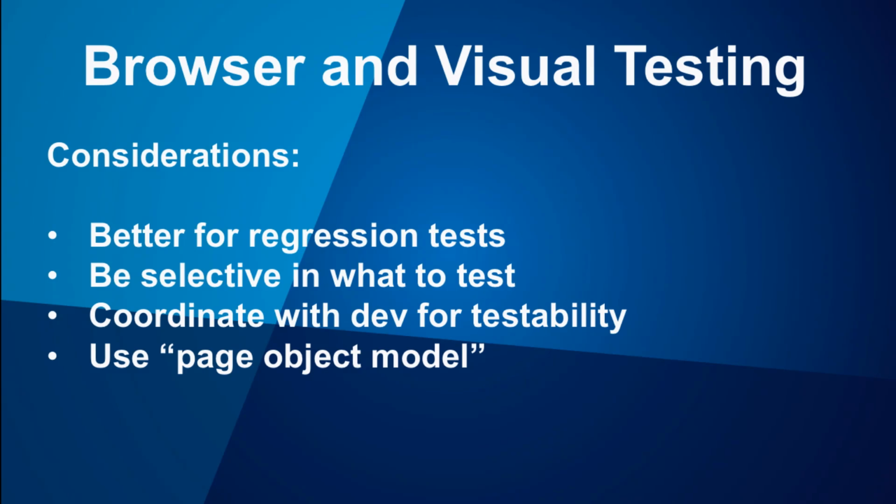And it's possible to coordinate with the developers to get things to be more testable. If you can convince them, or if you're a developer, if you can put in IDs or unique class names or name attributes onto the things that the tester needs to interact with, then you'll be good. And there's this method called the page object model, where you abstract the functionality of different sections of your app, and then when something changes in that section, you just change it in one place.